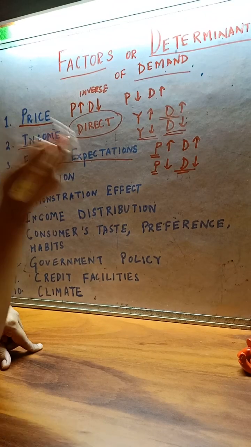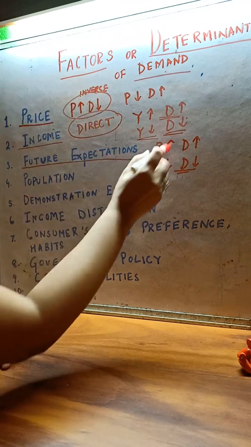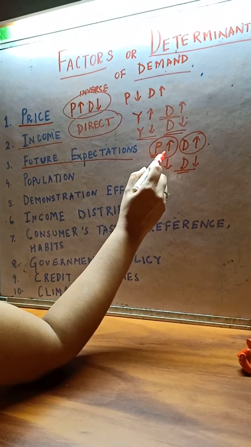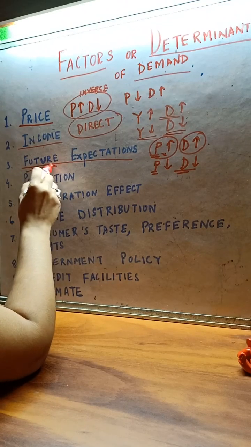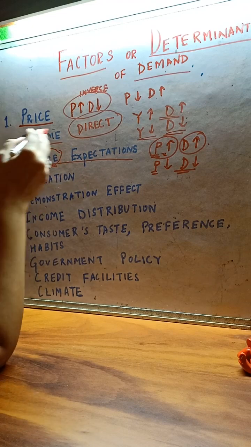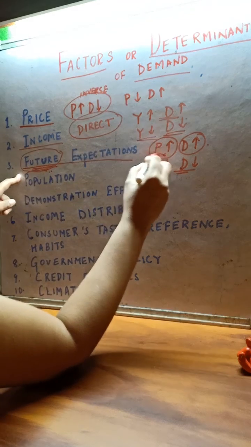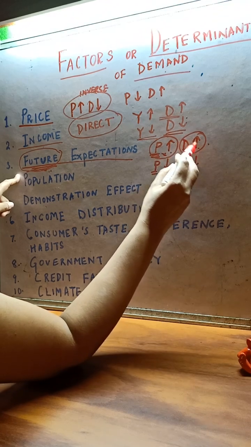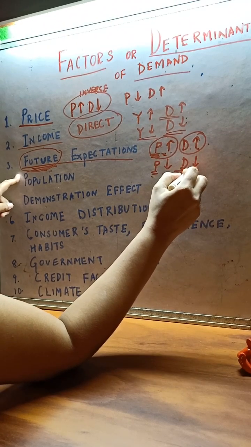Now you might be thinking that just now I had told that price rises, demand falls, then how ma'am is saying if price rises, demand rises? Here you see, we are not referring to the current price, we are referring to future expectations of price. So when there is a relationship between price and demand with regards to future, then there is a direct relationship. If price is expected to rise in the future, then demand will increase in the present. If price is expected to fall in the future, demand will fall in the present.